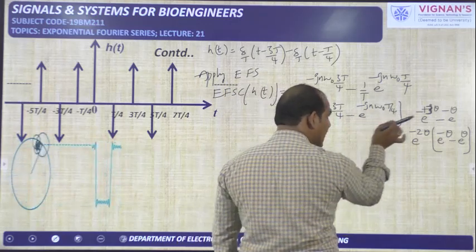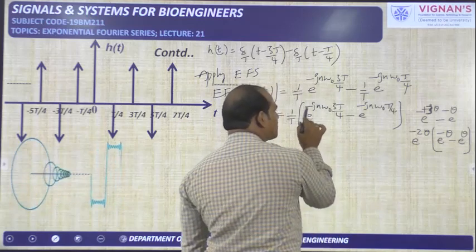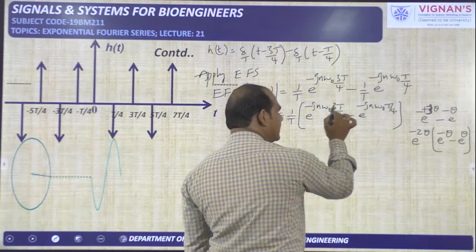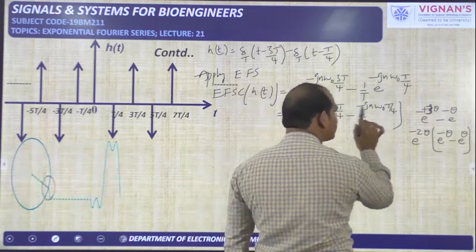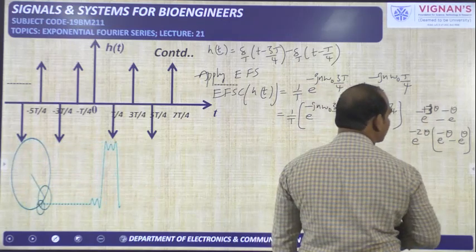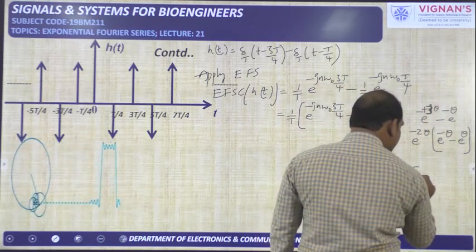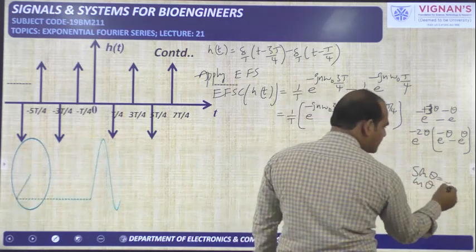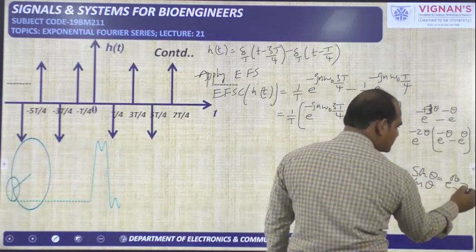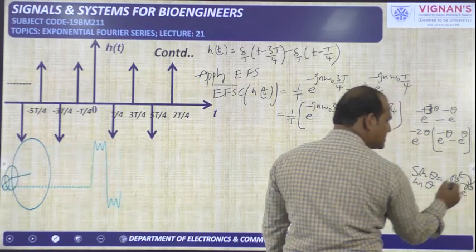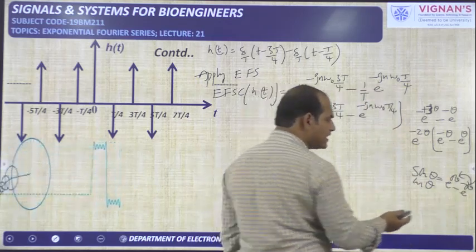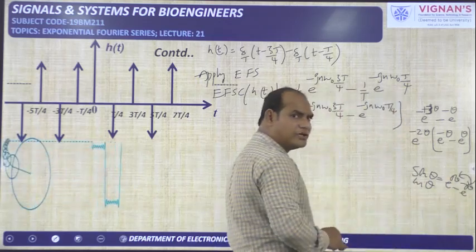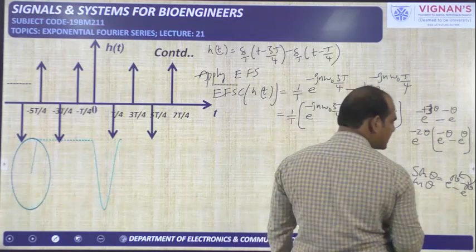That's why I have taken that one as theta. So e power minus 3 theta minus e power minus theta, like this it is there. We need to write in terms of sine and cos. Sine theta means e power j theta minus e power minus j theta. So these two angles must be same. Cos is also same, e power j theta plus e power minus j theta by 2. And it is minus 2j, like that it will be there.